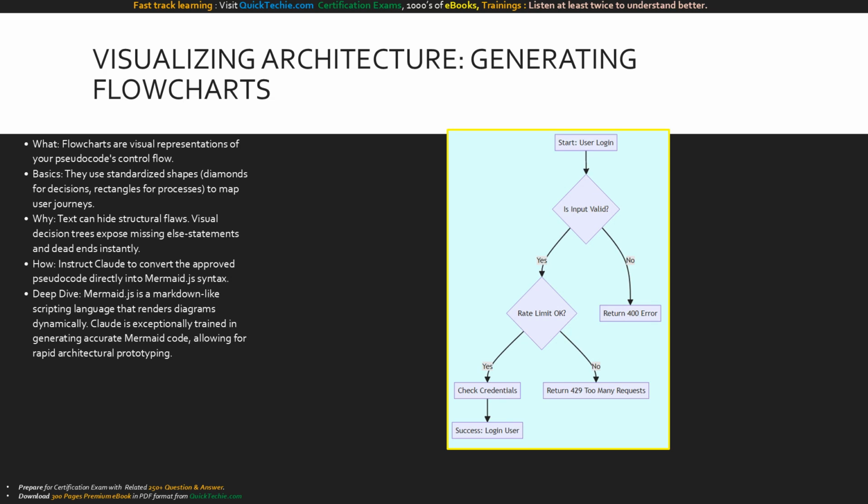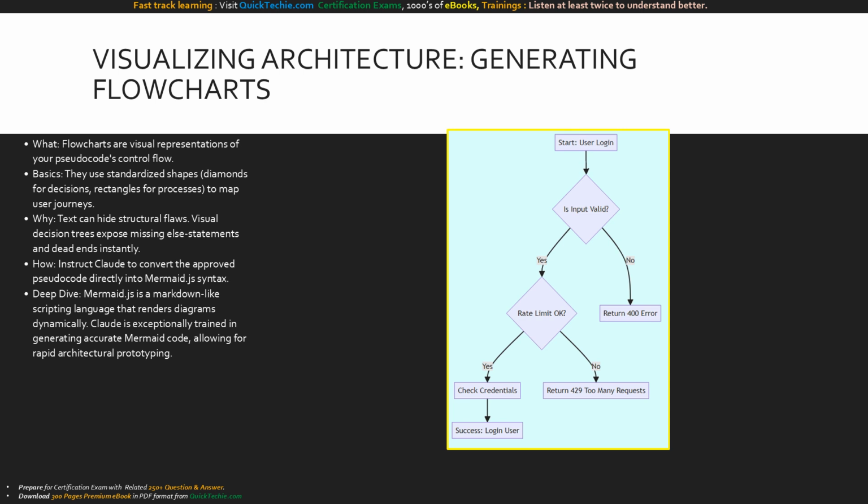Once we have our text-based pseudocode, we take it a step further by visualizing it. Why? Because text paragraphs can hide structural flaws, but a visual diagram exposes them instantly. If you have a missing else statement in your logic, a flowchart will show a glaring dead-end arrow. To do this, we simply instruct Claude to convert the approved pseudocode into mermaid.js syntax. Mermaid is a fantastic, markdown-like scripting language that renders complex diagrams dynamically in the browser.